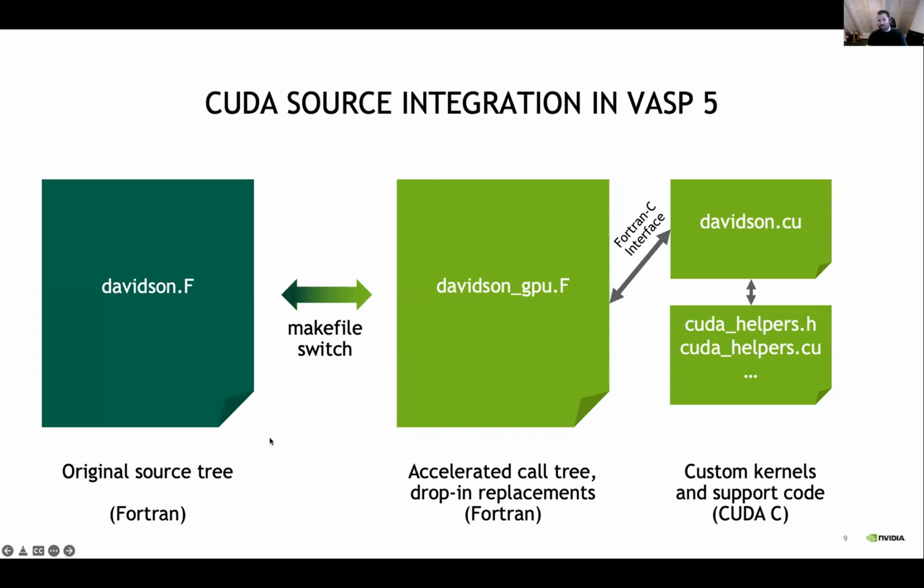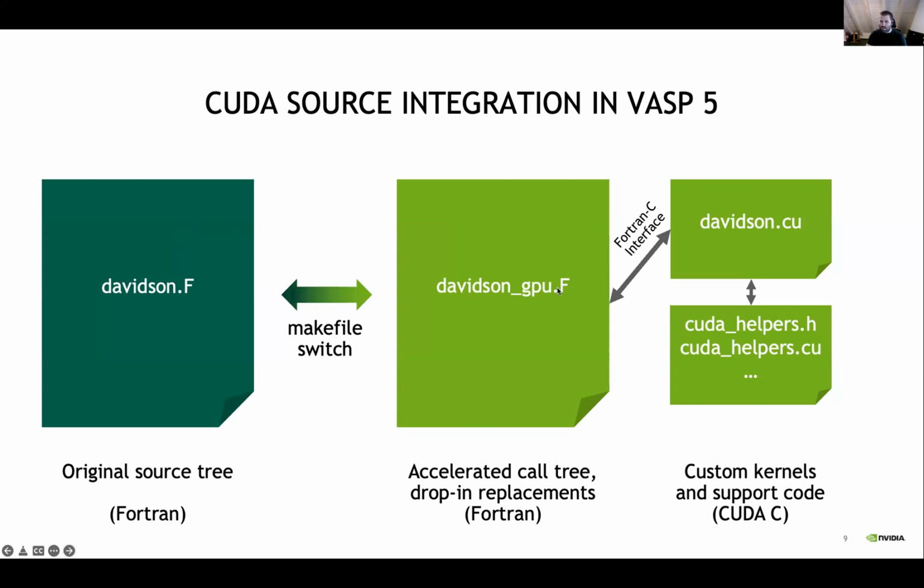So at some point, you need to hook into the existing code and pass over the work to the CUDA-C kernels, right? And the way it was done was that there is this original Fortran source tree. And I'm just picking a random file here, which is the Davidson solver source code. And that one was duplicated, right? Which one is then called Davidson_GPU. At build time, there is a switch for the build system that allows you to build the GPU version, and then it will just compile the GPU suffixed file instead of the original one.